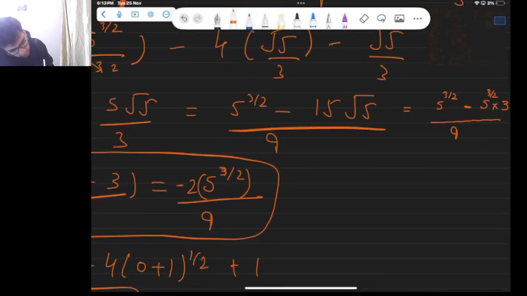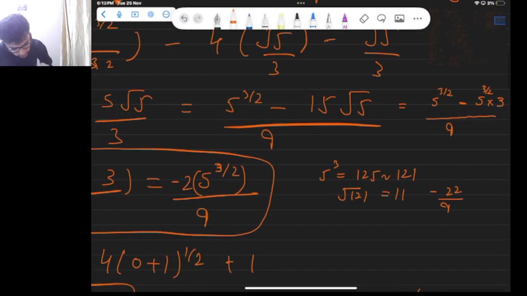Now this expression, 5 to the power 3 is equal to 125, and the root of 125, let us take this as 121, and the root of 121 is 11. So minus 22 by 9.